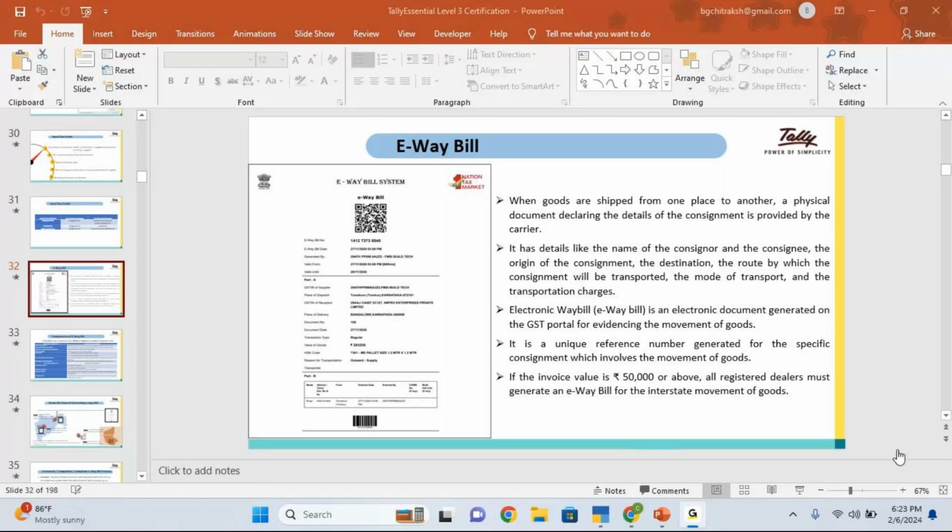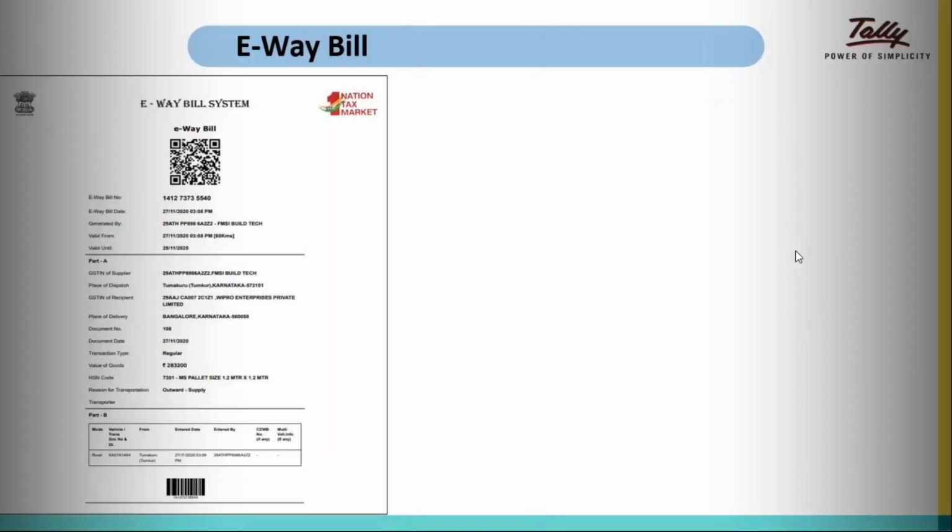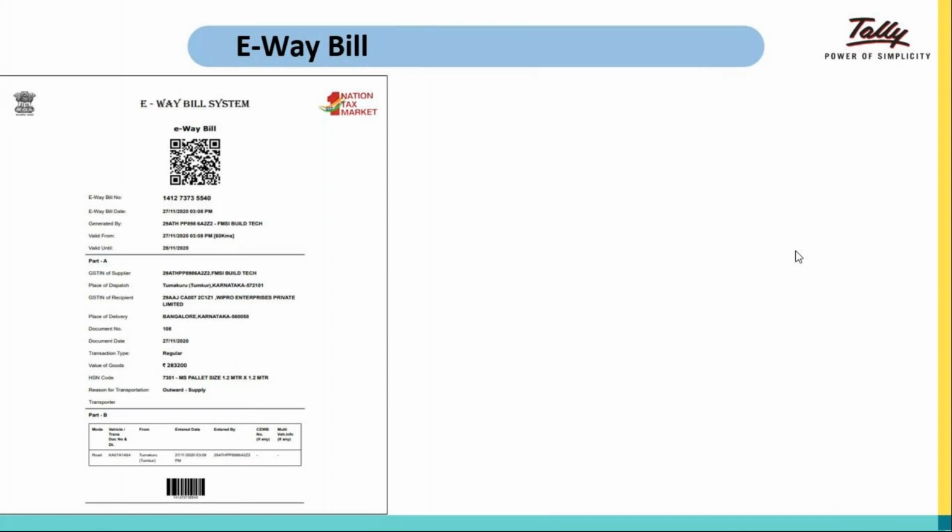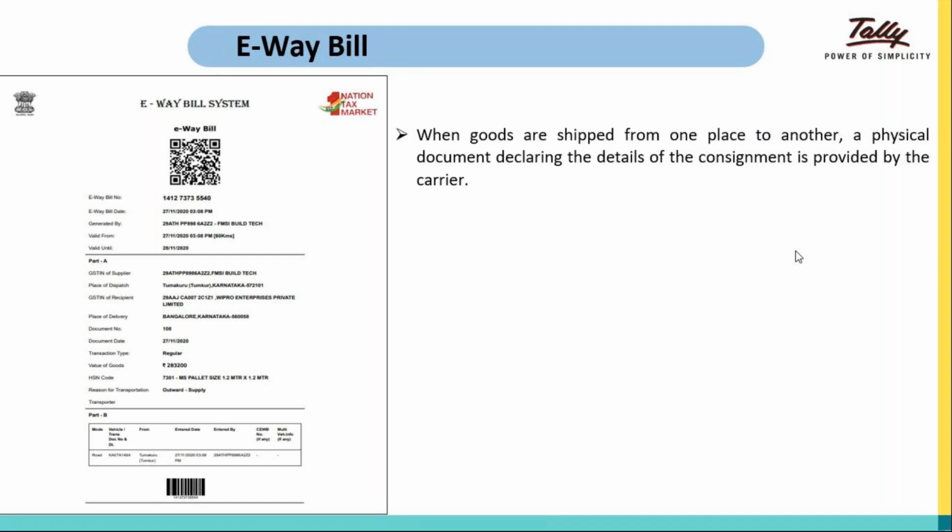Okay, so let us continue with where I had stopped. Let me once again repeat what I was explaining. We were discussing e-way bill. What do we mean by e-way bill? It is an electronic way bill which is generated in your GST portal when you are transporting your goods from one location to another. That is what we mean by e-way bill.